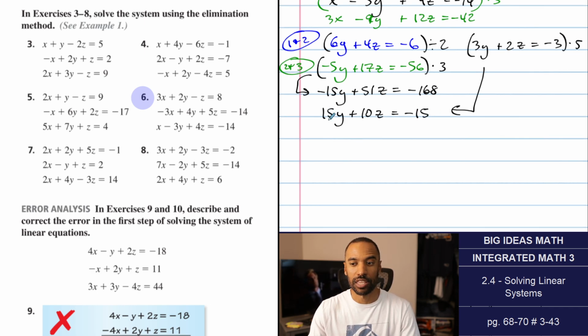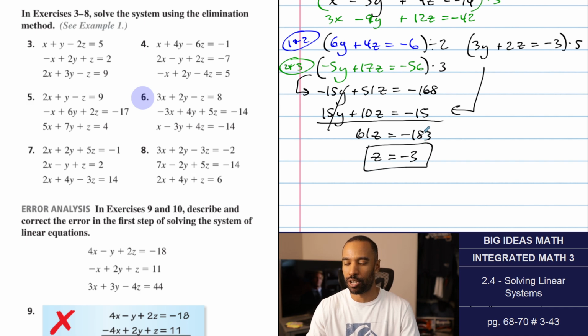I'm only going to trust I did this right if I have an integer answer. If not, I'm going to have to look back at things and go, oh, what happened? Oh my gosh. So 61z equals negative 183, divided by 61. You do get negative 3. I'm feeling good about things there.